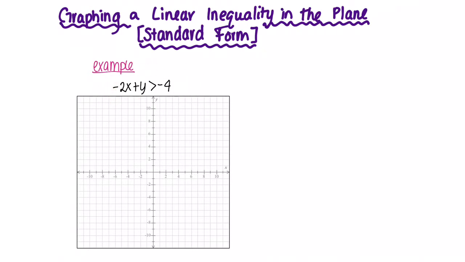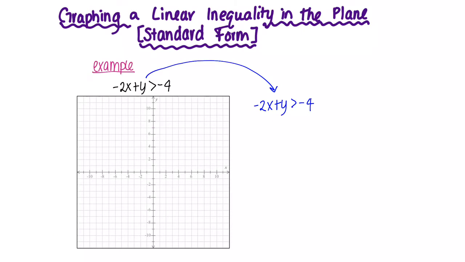So this is in standard form right here. Before you can plot this, you do have to get it into its y equals mx plus b form. That is a requirement. So I'm going to take this term and pull it over here: negative 2x plus y greater than negative 4, and I'm solving for y.